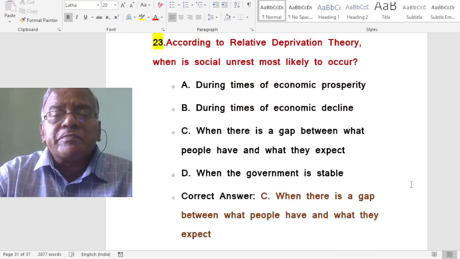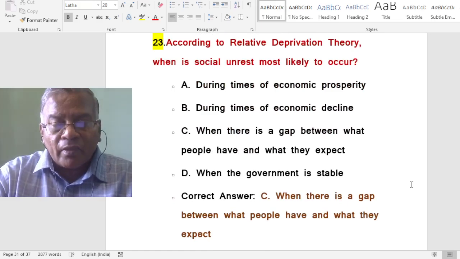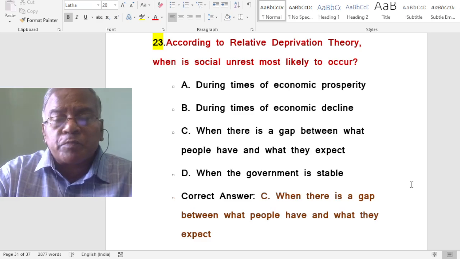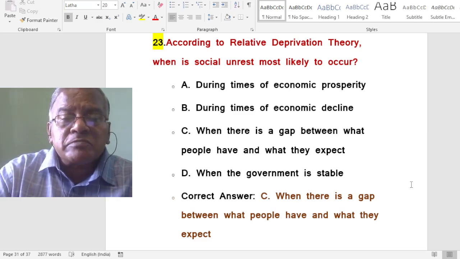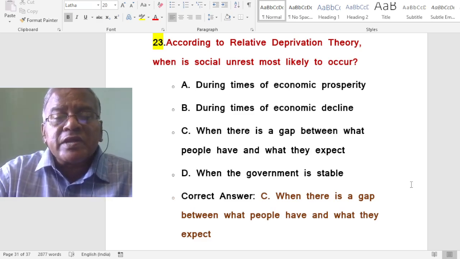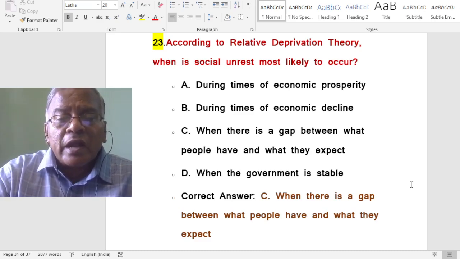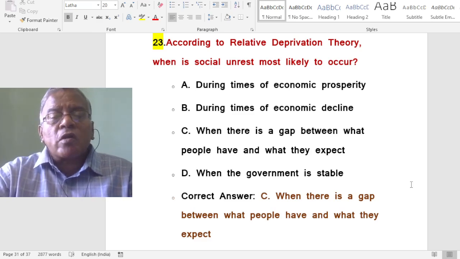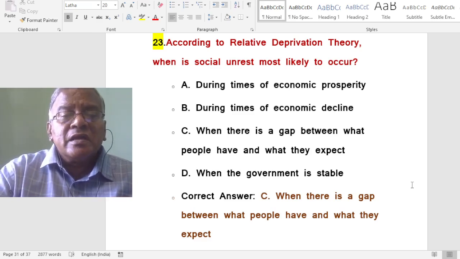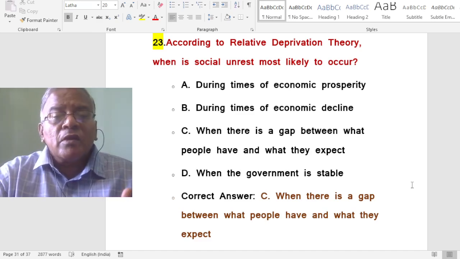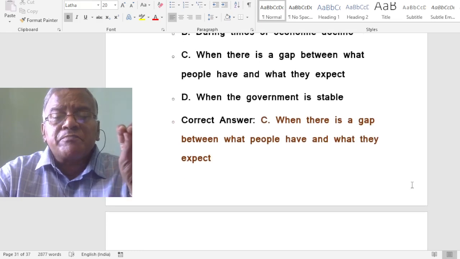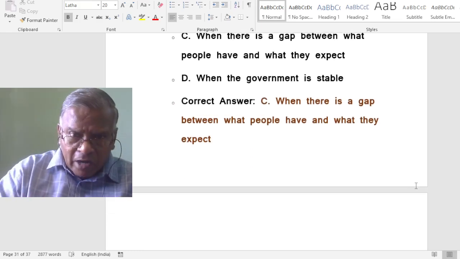According to relative deprivation theory, when is social unrest most likely to occur? A. During times of economic prosperity. B. During times of economic decline. C. When there is a gap between what people have and what they expect. D. When the government is stable. So according to relative deprivation theory, when is social unrest most likely to occur? When there is a gap between what people have and what they expect.